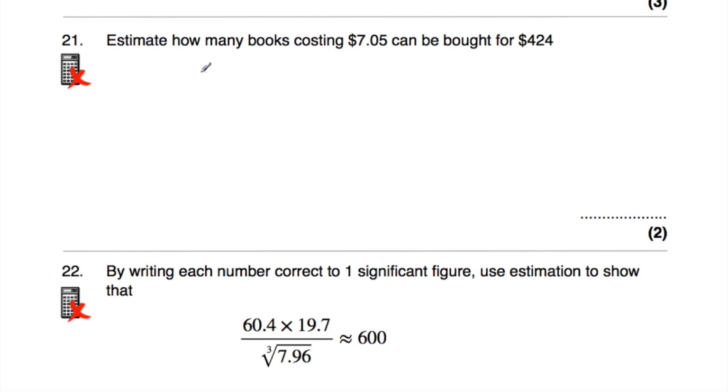So question number 21 says, estimate how many books costing $7.05 can be bought for $424. So imagine you went into the shop and you had $424, so maybe you're in America or Canada or somewhere like that where they use dollars, Australia perhaps, and you've got $424 and you want to buy as many books as possible, and each one of those books costs $7.05, and you want to estimate roughly how many you're going to get.